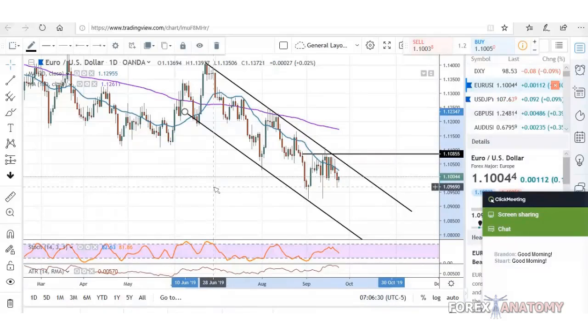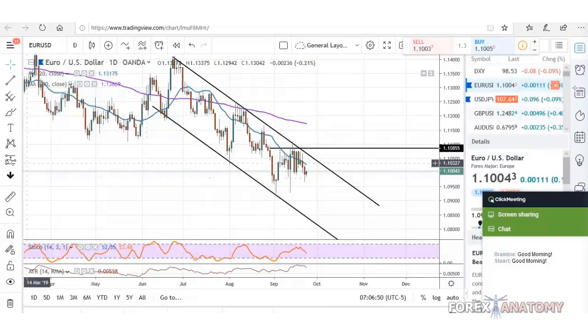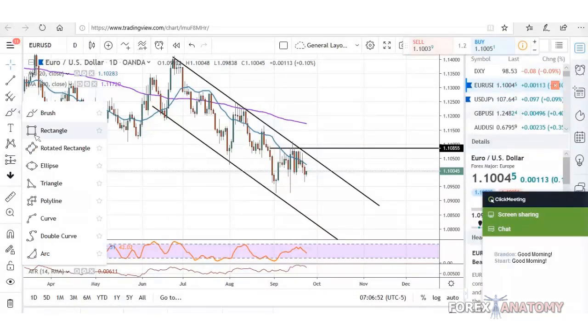So we can see that the Euro USD is still trapped, or pretty much maintained within this channel. We see price traversing back and forth between channel support and channel resistance, but ever since price tested this high up here, we can see that price has been mainly in consolidation. It's been mainly trapped within the range. We can define this range.